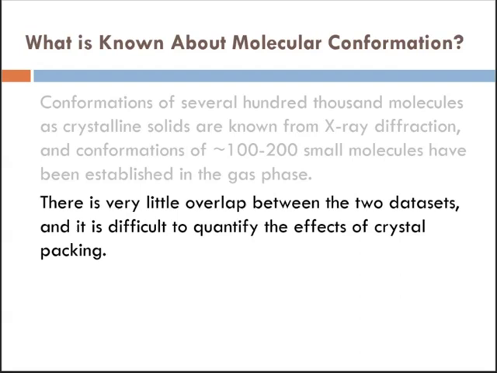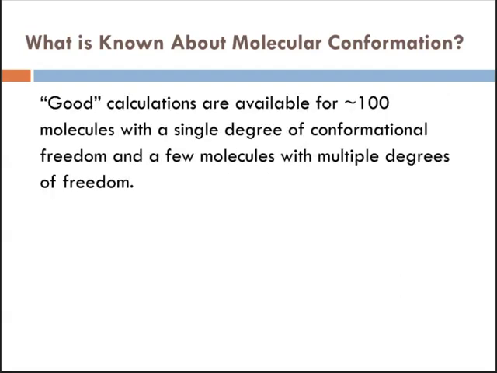We know in the case of hydrogen bonding, something that an isolated molecule will form a structure that is maximally hydrogen bonded intramolecularly, whereas in the crystal it may or may not. We have good calculations for maybe 100 molecules where we know from good calculations what the structures are. Almost all of these are 1 degree of freedom, things like 1-butene, really simple things. There are only a few, less than 5 molecules with multiple degrees of freedom which are small enough to do calculations on. I'm going to use one of them as an illustration.